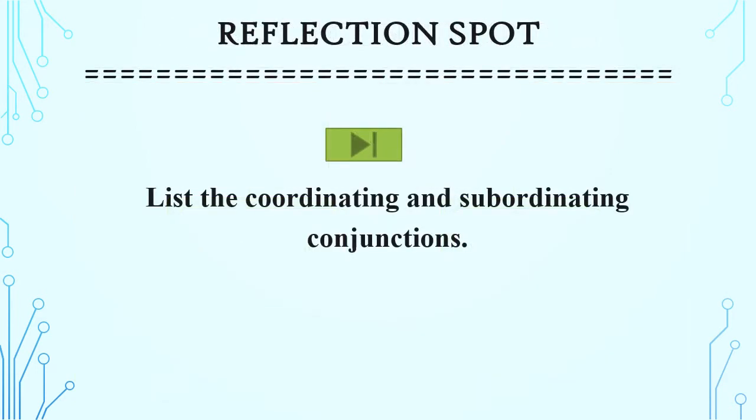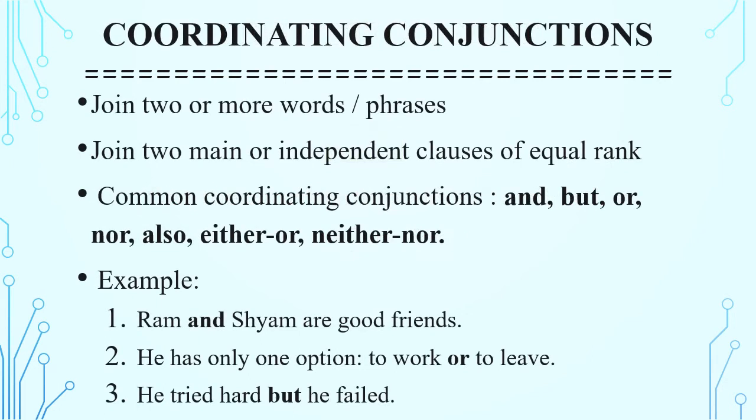Now, as you know the meaning, importance and types of conjunctions, please pause the video and write down coordinating conjunctions and subordinating conjunctions that you know in your notebook and then play the video. Have you done it? Good. Now let us see coordinating and subordinating conjunctions in detail.